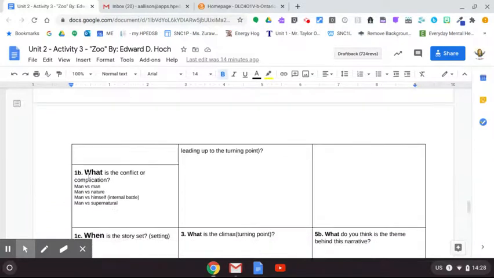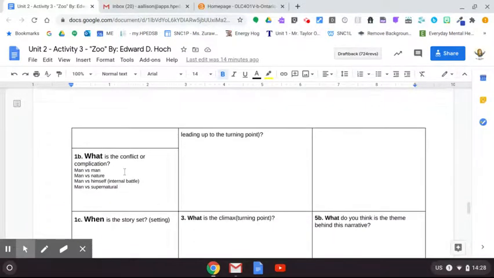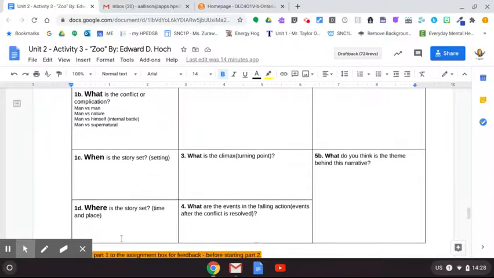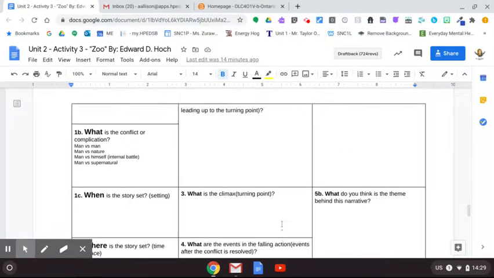I might find out what the conflict is. Is it man versus man? Is it man versus nature, man versus himself, or man versus the supernatural? I would probably find out some information about the setting, which could change throughout the story. So when the story's set, where it's set, think about time and place.